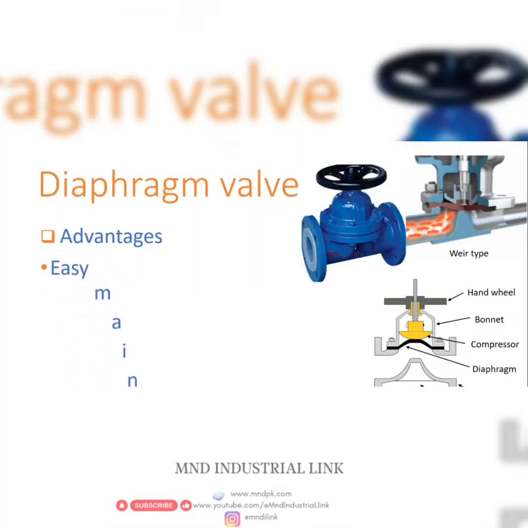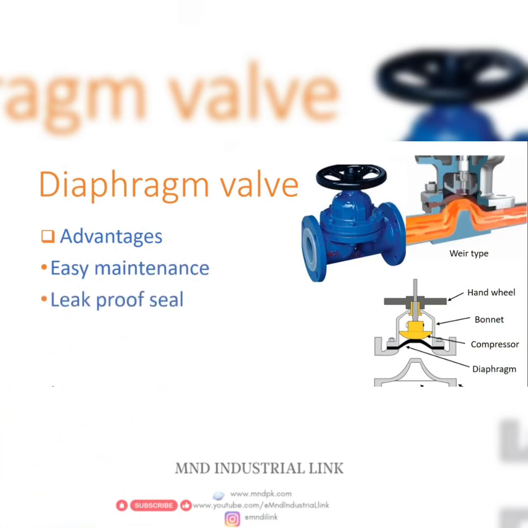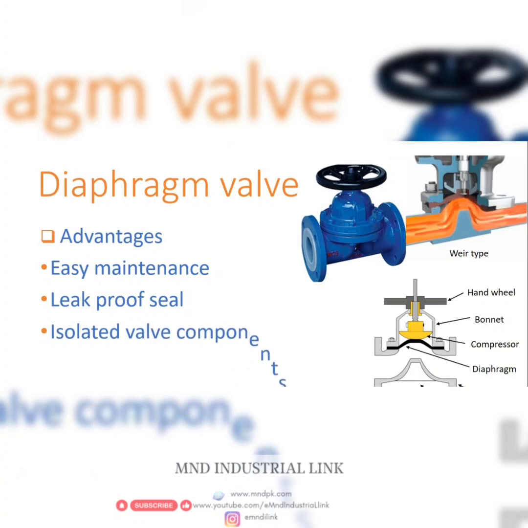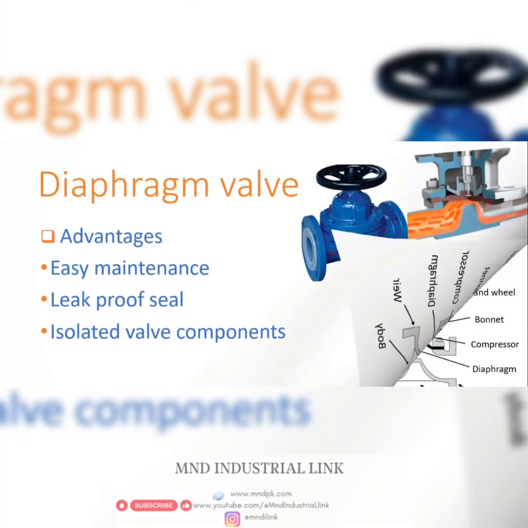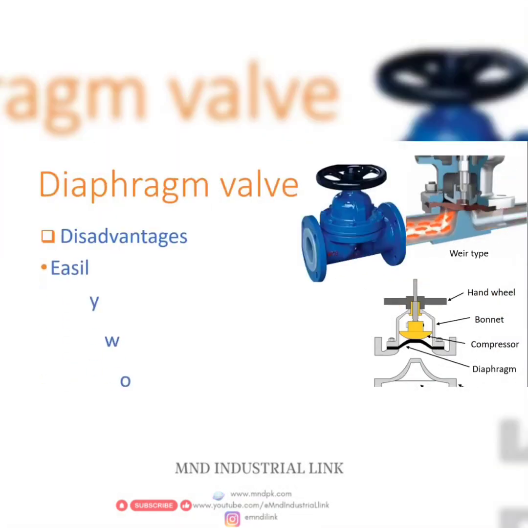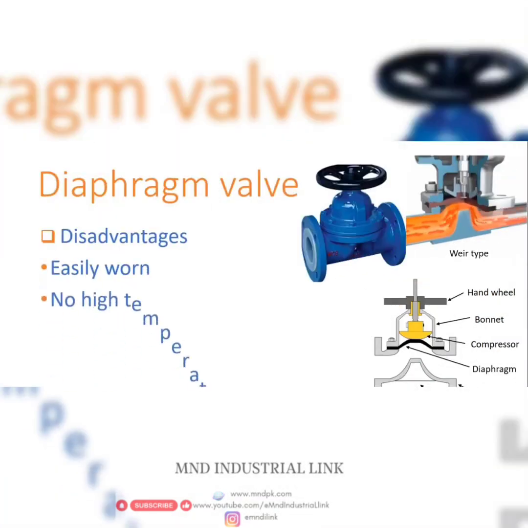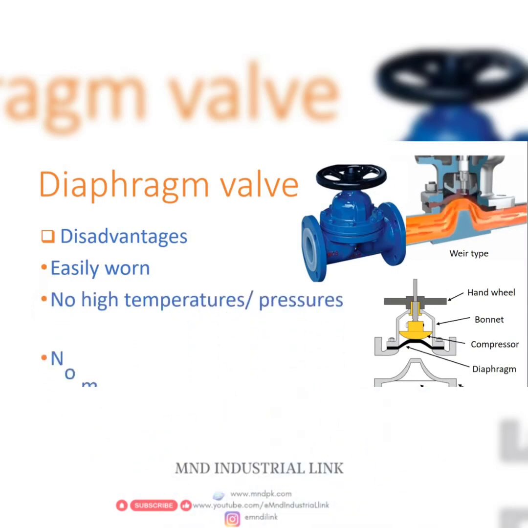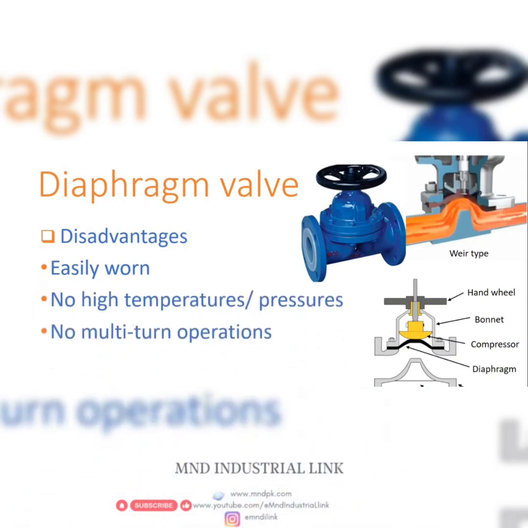Advantages: valve maintenance is very easy and it provides a leak-proof seal. The most important advantage is that valve components are isolated from the process fluid by the diaphragm, which provides safety for valve components. Disadvantages: the diaphragm wears more easily, therefore it is not suitable for high temperature and high pressure applications. And usually a diaphragm valve cannot be used in multi-turn operations.